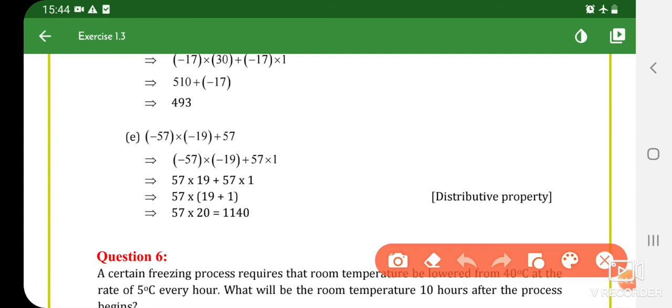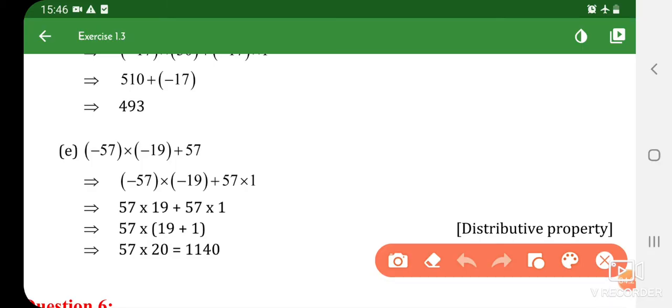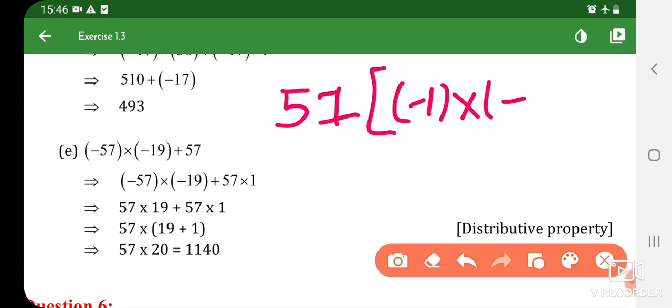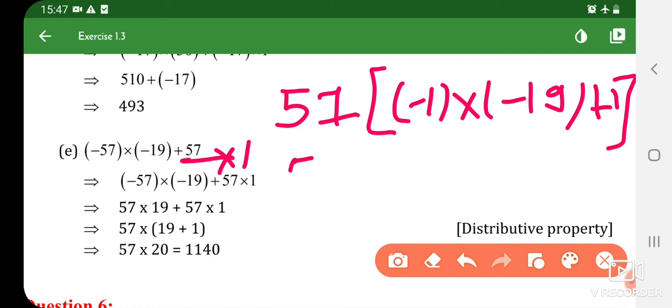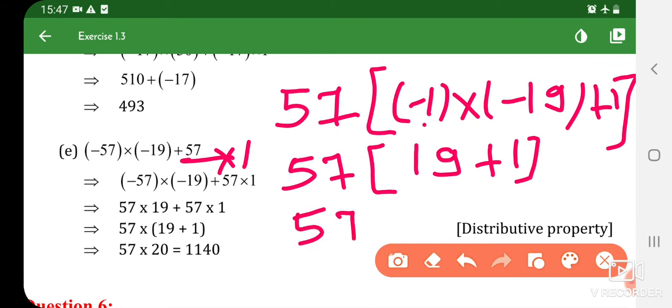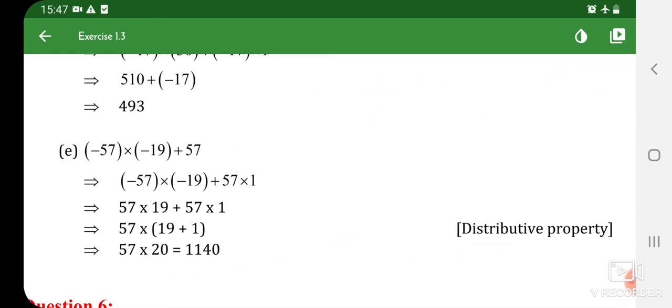And in this question, we also use distributive property and solve this question. In this question, we have to take 57 common and after that solve. So here the remaining is minus 1 into minus 19. And when we take 57 from here, what is remaining? 57 into 1, so plus 1 is remaining. So this 57 as it is, and minus 1 and minus 19 when we multiply, this one is 19 plus 1. So 57 into 20. So what is the answer? The answer is 1140.